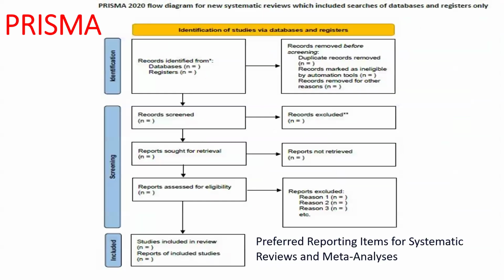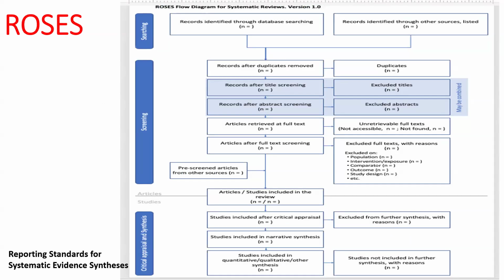In the case of PRISMA, there were identification, screening, inclusion, and exclusion phases. However, in ROSES, your searching phase, your screening phase, your critical appraisal and synthesis phase might be there. So there are different phases in these two frameworks. One is PRISMA, another is ROSES. And you identify how many articles you searched, how many articles you synthesized, and how many articles are relevant for you. In that way, you can do your systematic review.